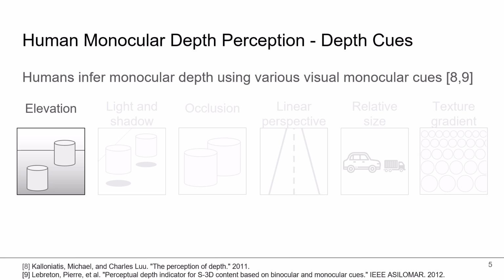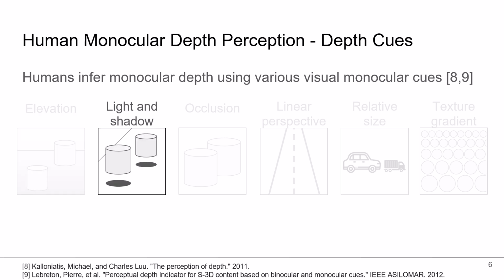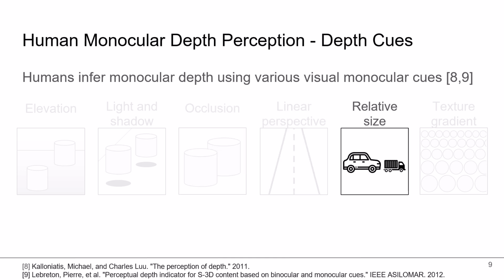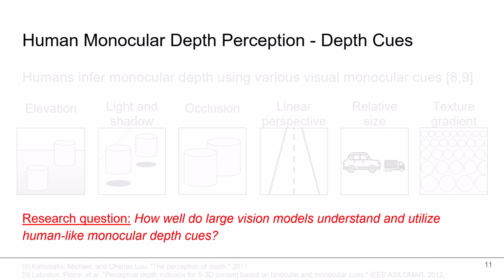Previous studies on the human visual system suggest that we use several monocular depth cues to infer depth, including elevation, light and shadow, occlusion, linear perspective, relative size, and texture gradient. While it's possible that the understanding of these cues emerges in self-supervised or other pre-trained large vision models, the answer is yet unclear. Therefore, in this work, we try to address the research question of how well large vision models understand and utilize human-like monocular depth cues.